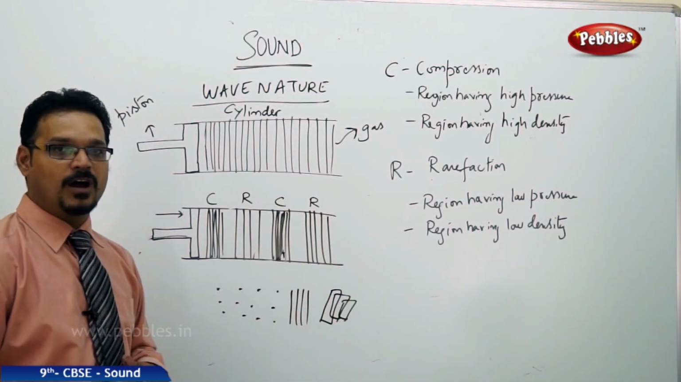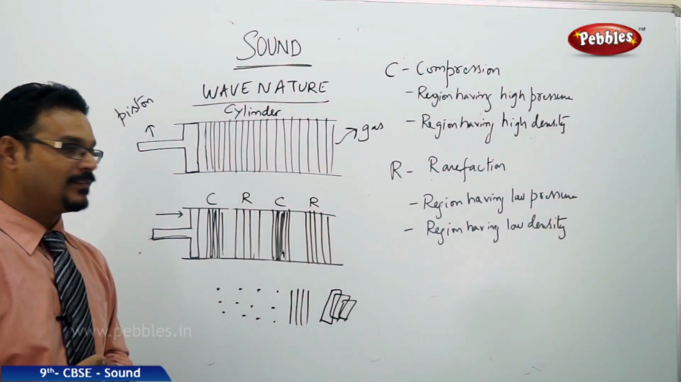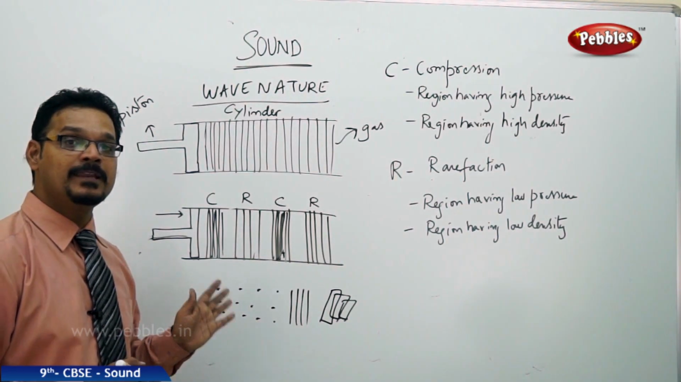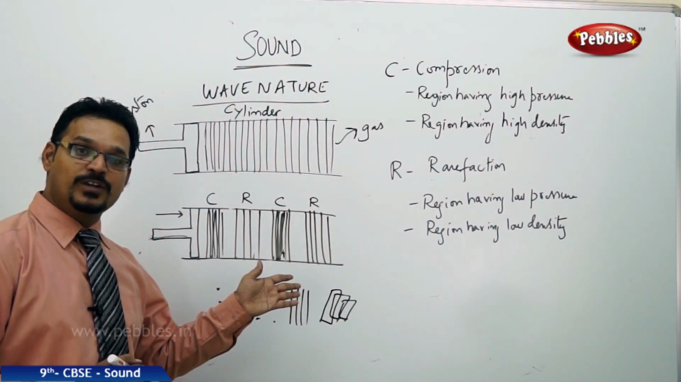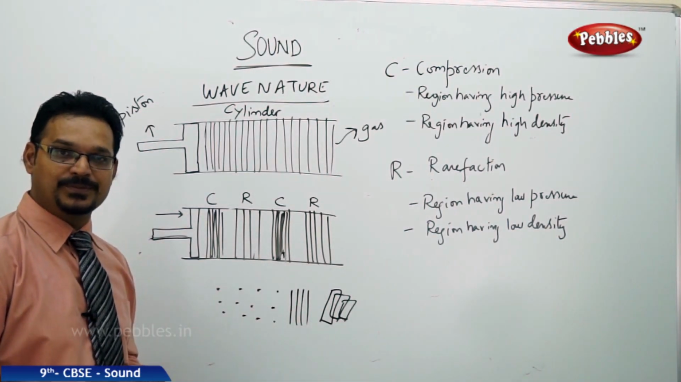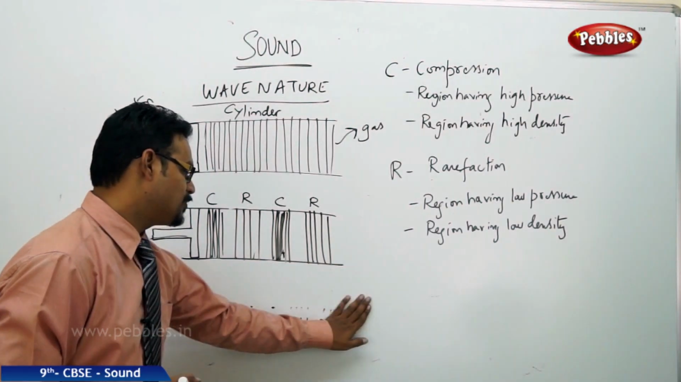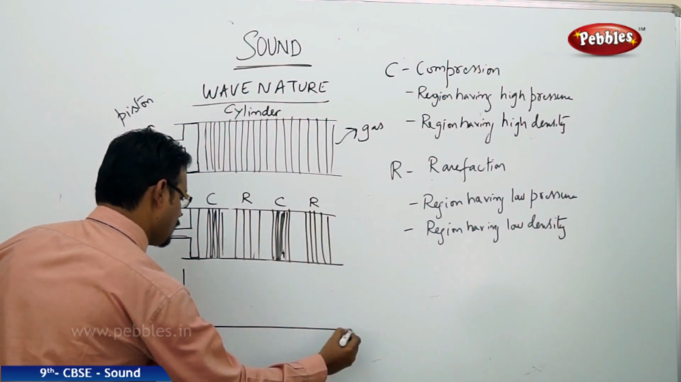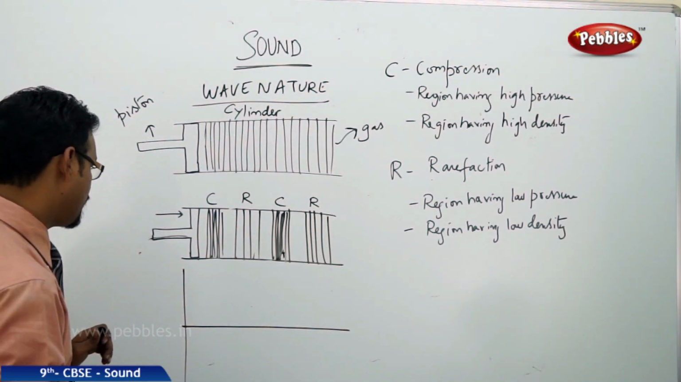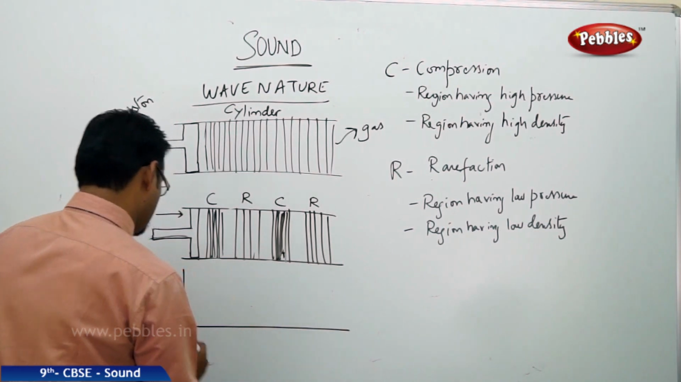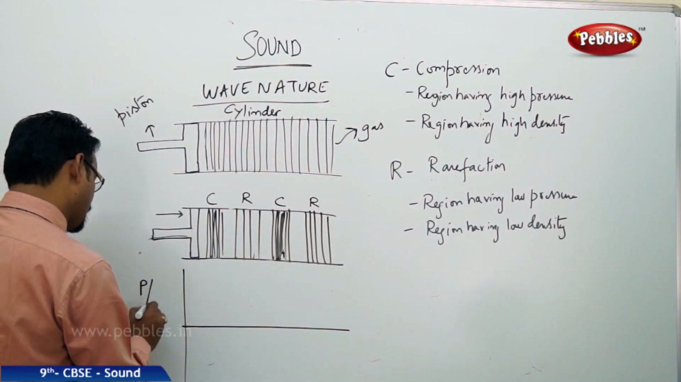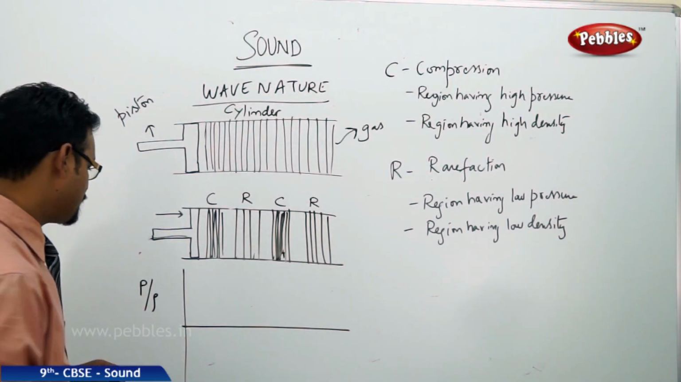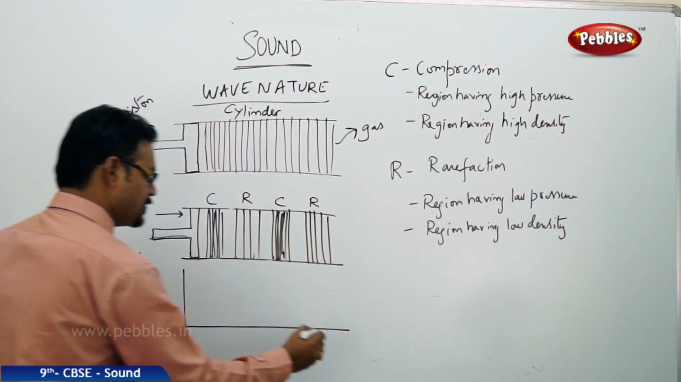Okay, this is good, but how do we show it graphically? Or how do we show it as a waveform? I told you, a waveform can be shown in sinusoidal form. I have shown the two diagrams earlier. So let me show you here. Take the x and y coordinate system. On the y-axis, you can take either pressure or density. On the x-axis, you can take time t.